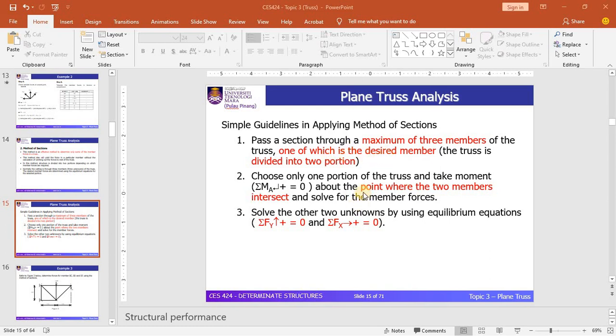In the second step, you need to take a moment at a point where 2 members intersect. We will see this in detail in the example. The rest of the forces can be solved by considering the summation of forces in the vertical and horizontal equal to 0. Let's see in detail how we can use this method to determine the internal forces in the truss.